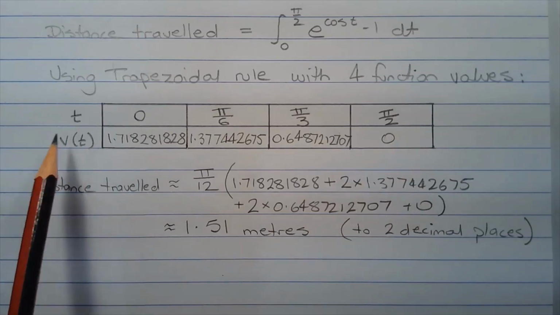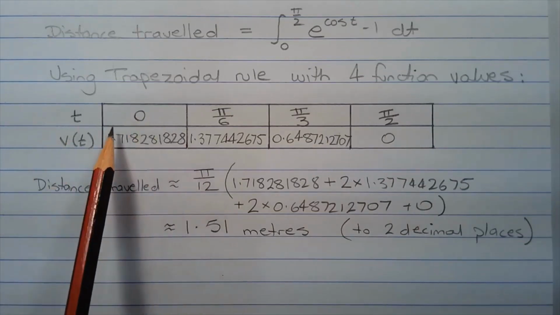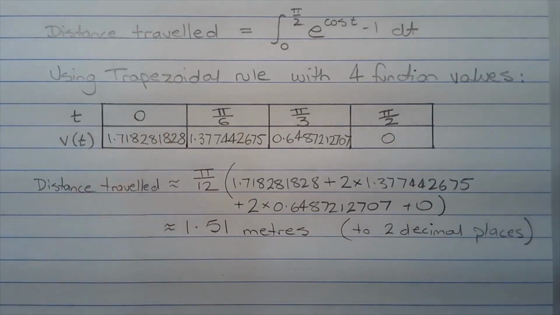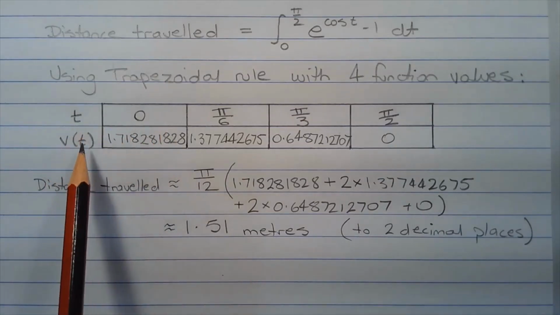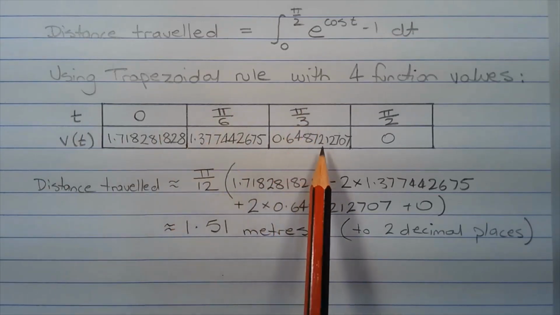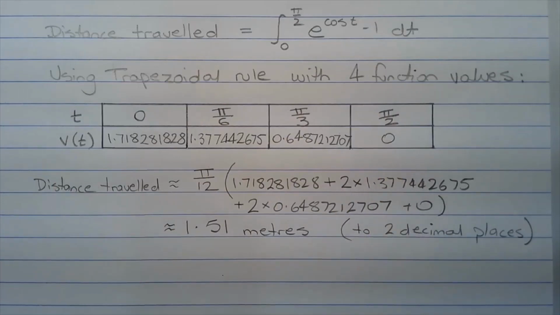And v of t, or the function value itself, when t equals 0, v of t is equal to this decimal here. We could have kept it in exact form, but I thought for the purpose of this explanation, I've just written out the decimal approximation. V of t, when t is equal to pi over 6, is this decimal. V of pi over 3 is this decimal here. And v of pi over 2 is equal to 0.